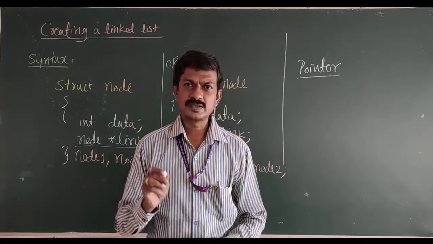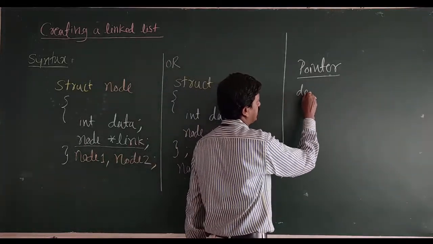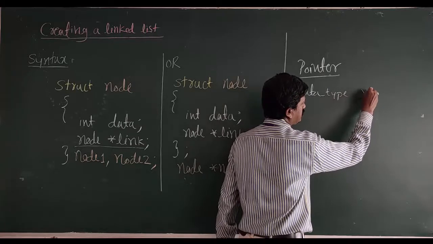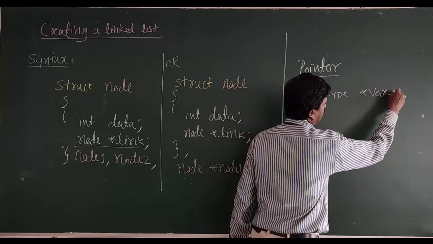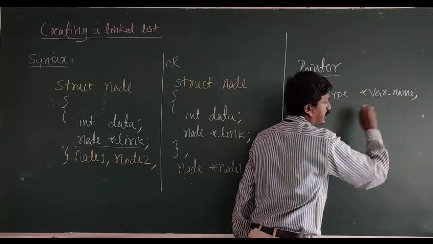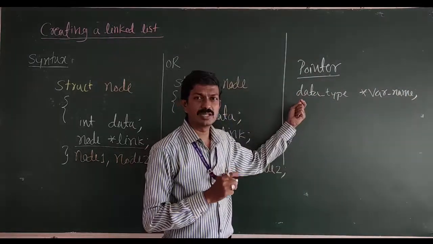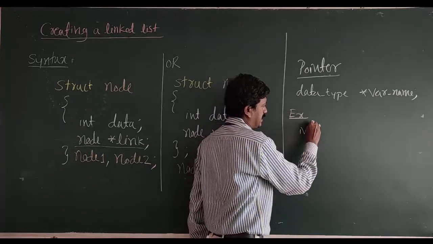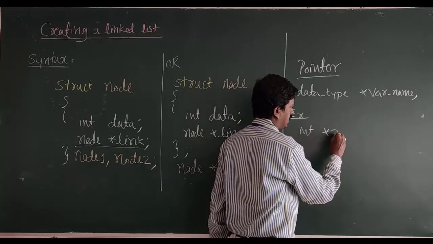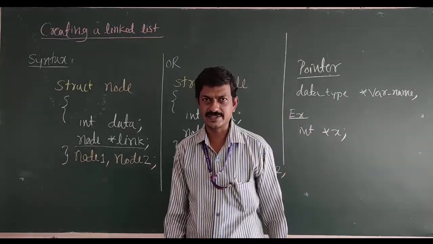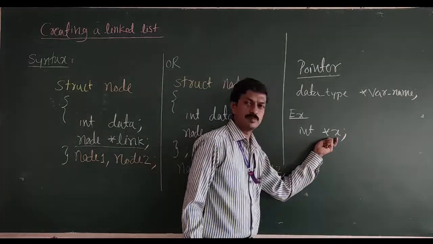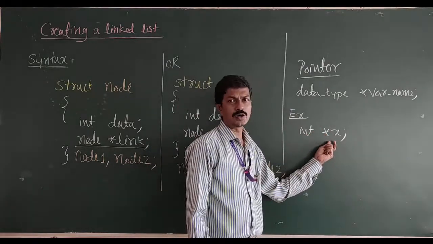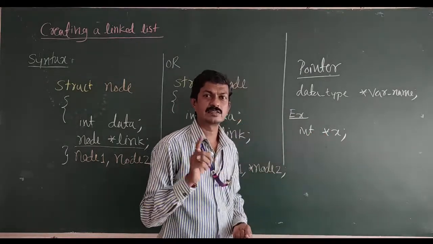How to declare a pointer? Simply, to declare a pointer, the syntax is data type, star, variable name. This is the syntax for declaring a pointer. Example: int star x, where x is a pointer variable, which is specially meant for storing the memory address of another variable.